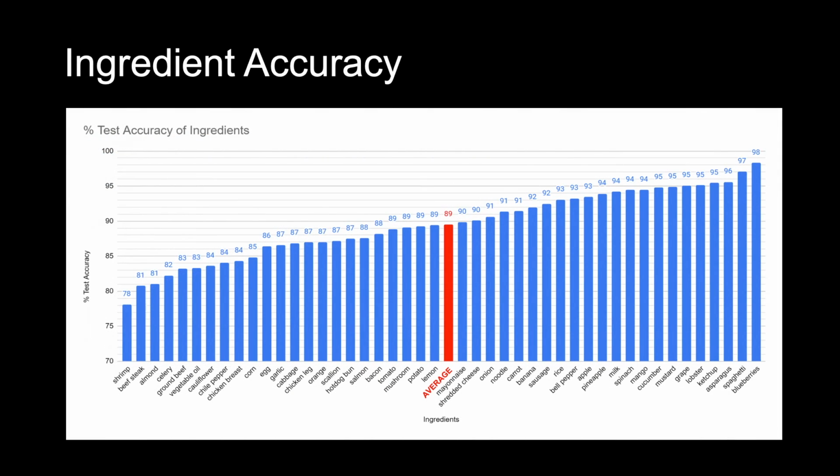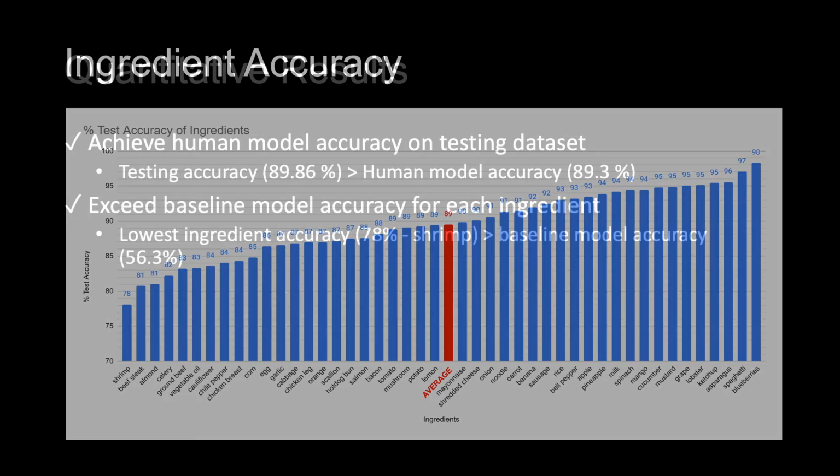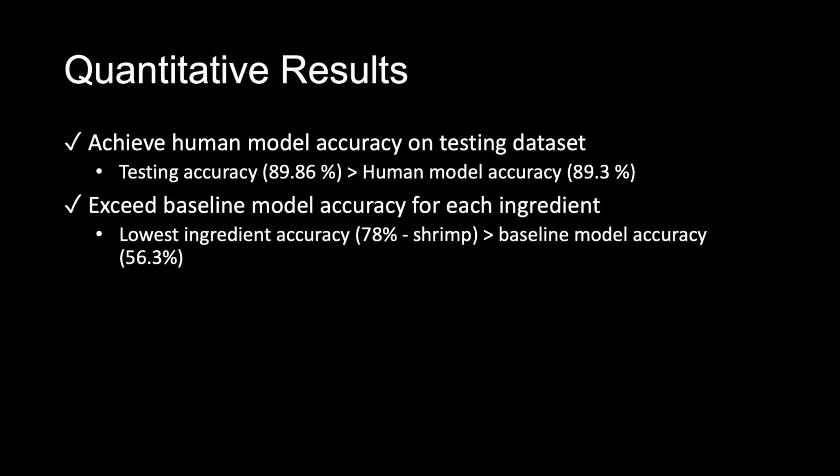In terms of accuracy for individual ingredients, we range from 78% for shrimp on the left side to 98% for blueberries on the right side, with an overall average of 89 to 90%. Obviously, this graph is pretty overwhelming, so we'll summarize the results both quantitatively and qualitatively in the following slides. First, comparing it to expectations.